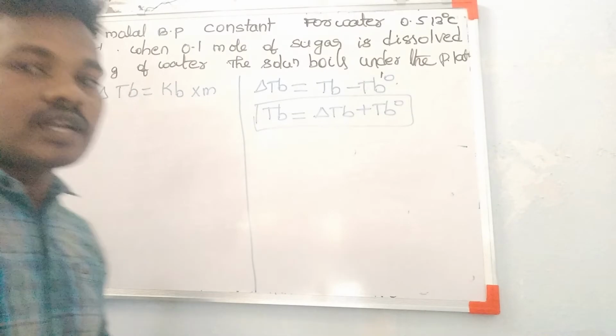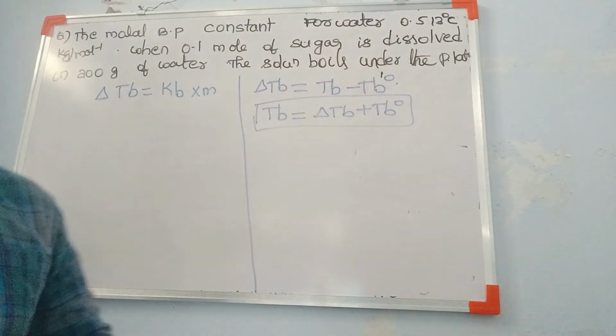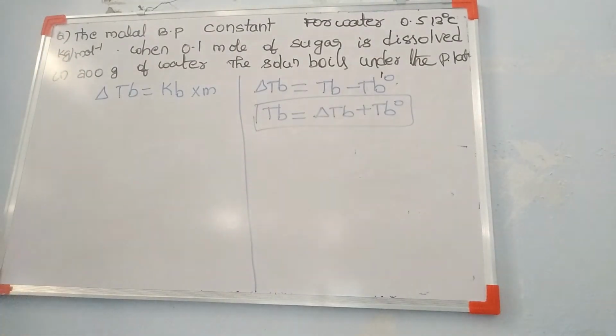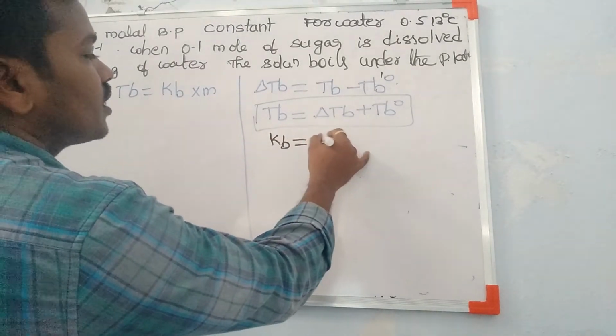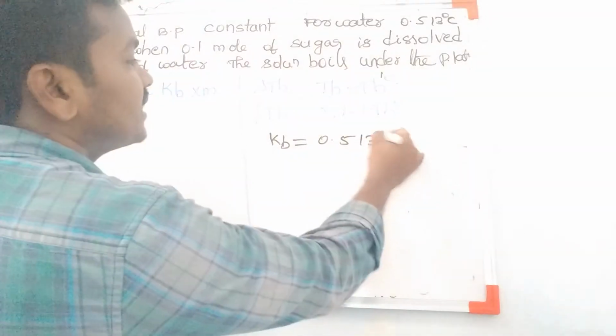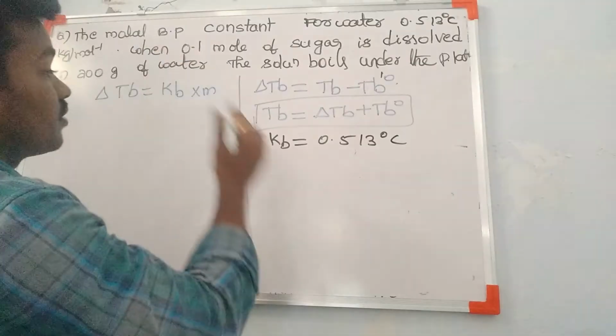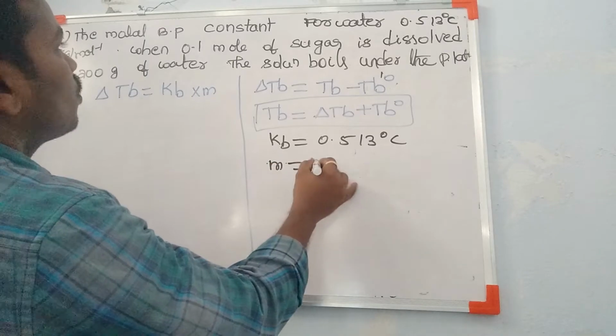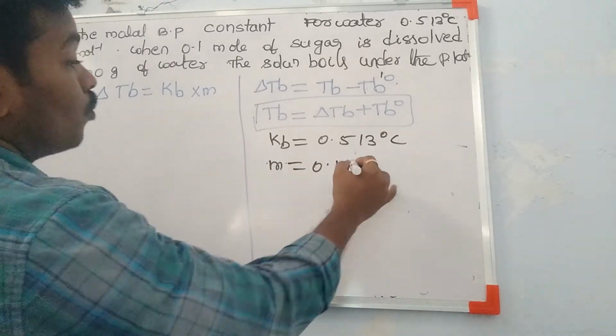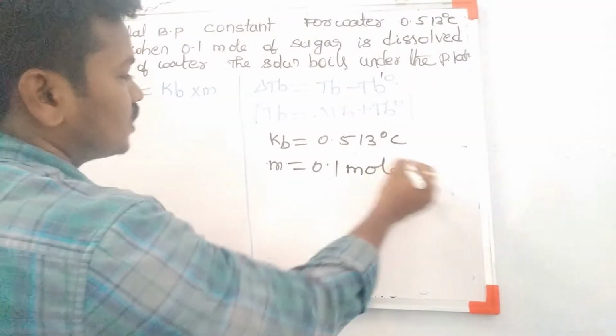So see what data they have given. Kb they have given as 0.513 degree Celsius. Solute is 0.1 mole; they have given it in moles.